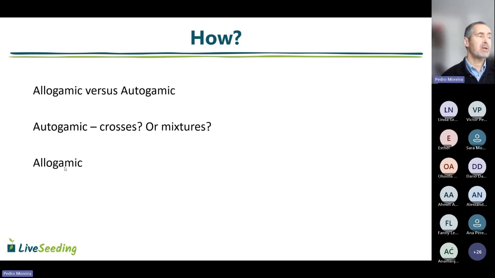In the allogamic, you can control the pollination, and in maize it's quite easy. You let the parentals cross each other according to several tools or methodologies that you can apply. It depends on the time that you have. It depends on what you want to do.